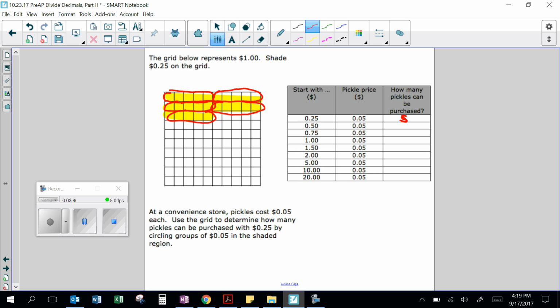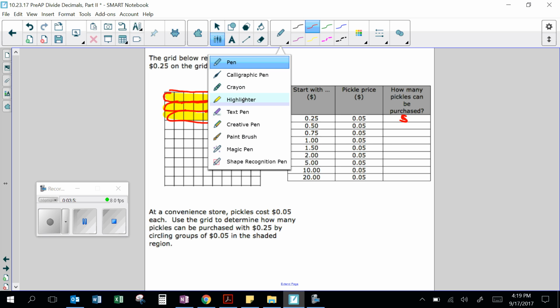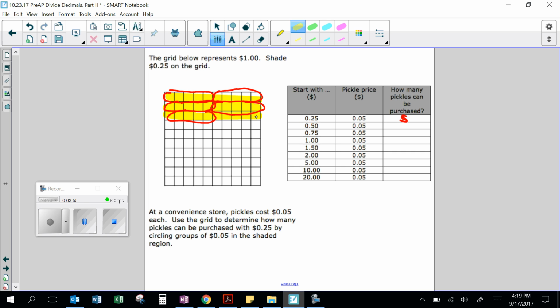If I have 50 cents, how many nickels can I buy? So let's shade in, highlighter, 30 cents, 40 cents, 50 cents. So how many pickles can I buy? So right now I could buy 5 pickles for 25 cents, 6 pickles, 7, 8, 9, 10 pickles. What if I have 75 cents?